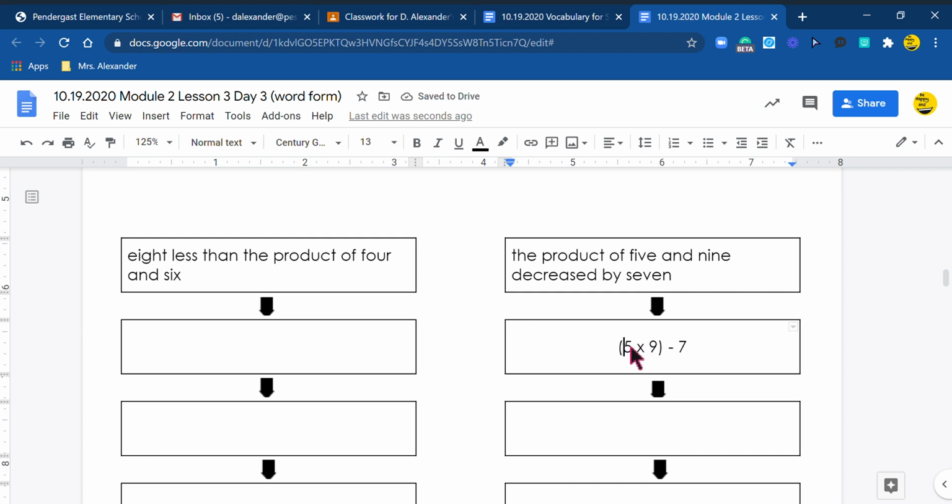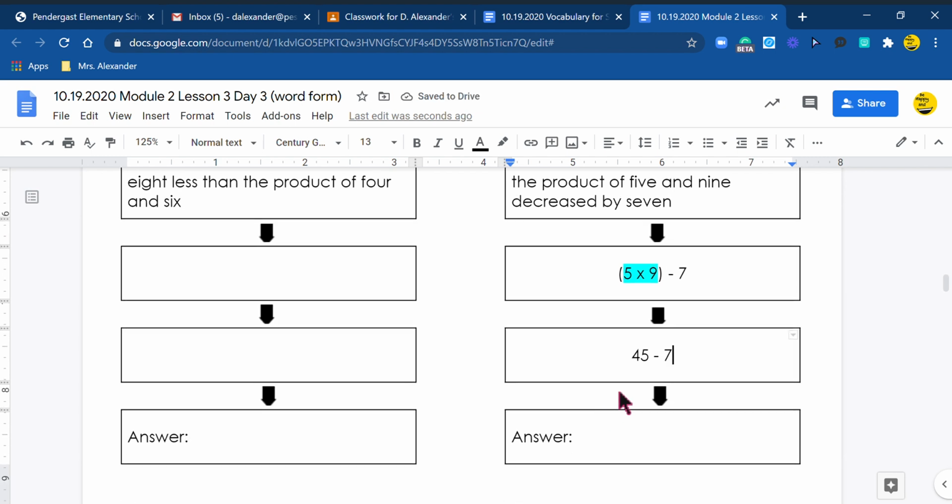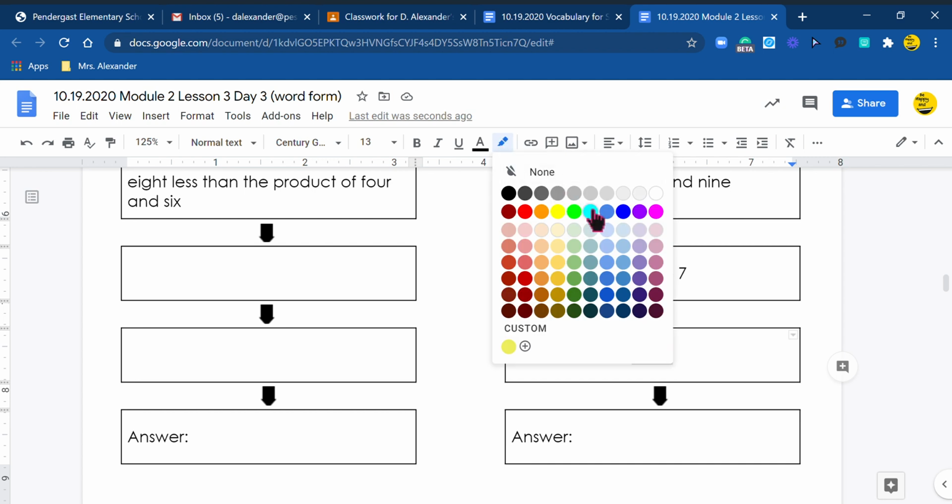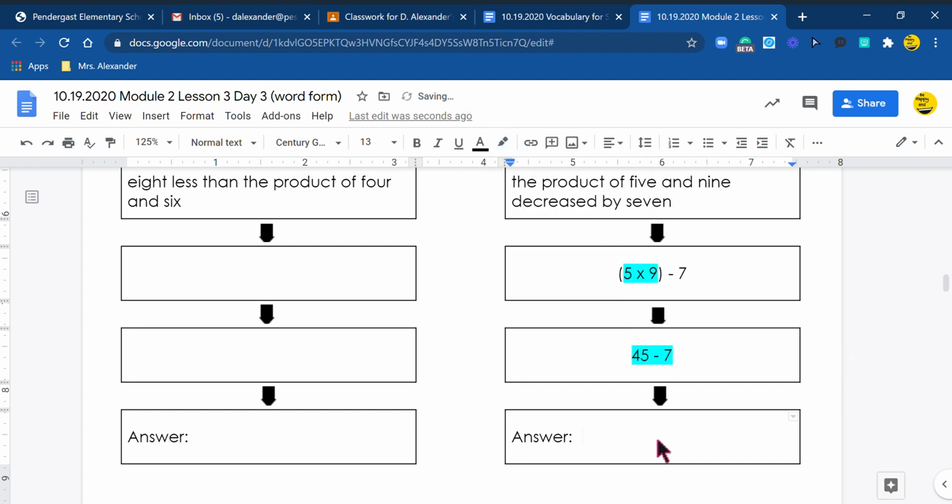So now I'm going to highlight the problem I'm doing first. I'm going to write it out. 5 times 9 is, you're right, 45. I'm going to take away 7. And now I'm going to do 45 minus 7 because that's my last step. And that is 38. Great job, you guys. You've got this. Now, these are the ones with the words.